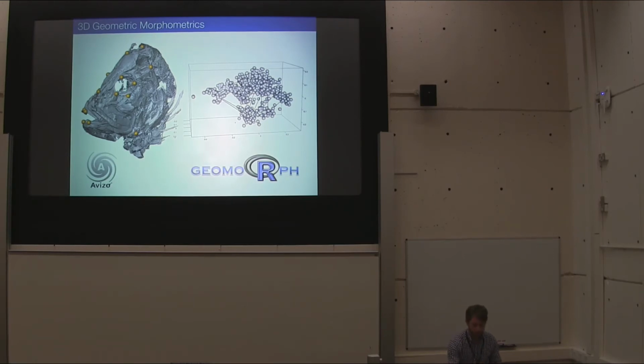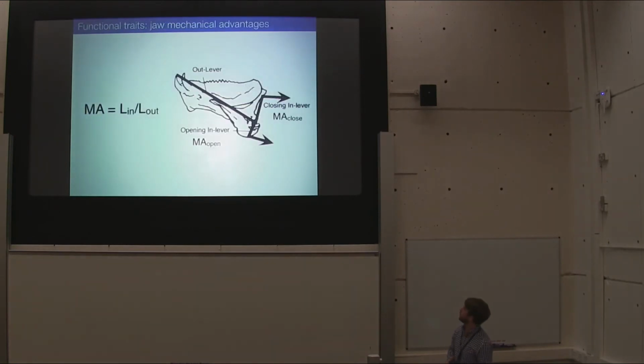So the landmarks were collected in Avizo, then they were imported into R and analysed using geomorph, and the functional measurements were also collected simultaneously with the landmark data, and the functional measurements are calculated from those coordinates. So I'll just run through some of these functional measures.